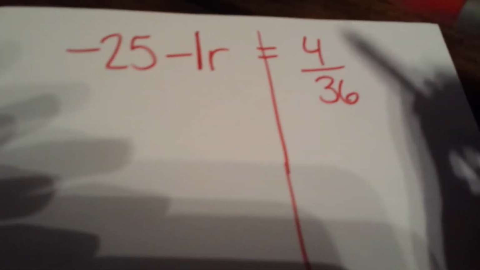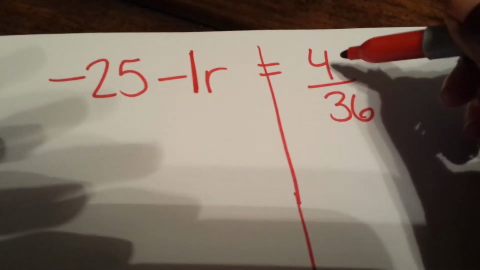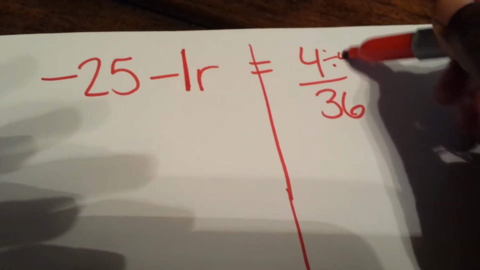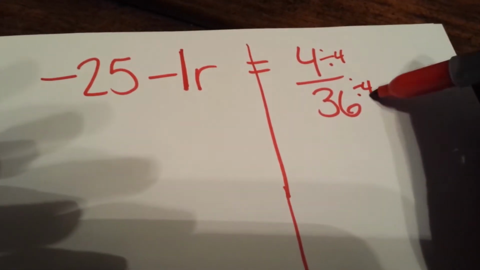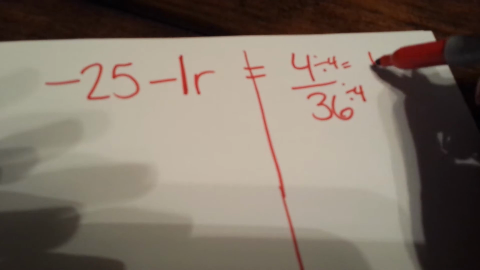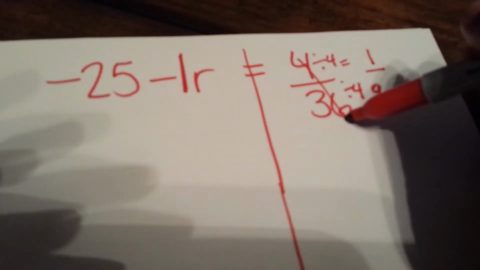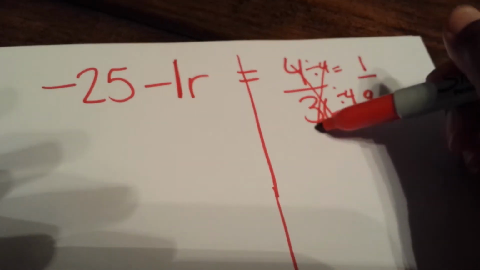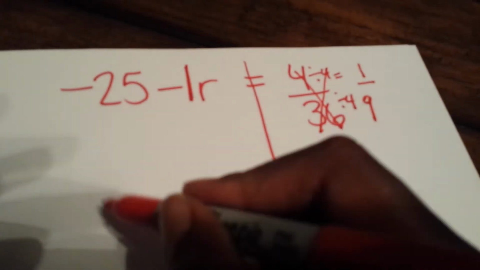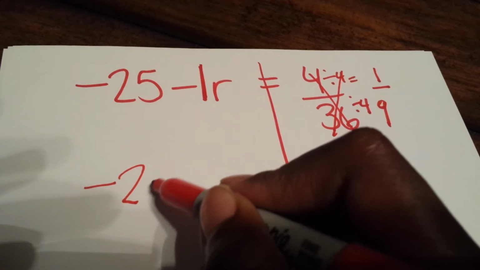Over here, I see a fraction that can be simplified. 4 can go into both of these numbers without a remainder. It can go into the numerator 1 time. It can go into the denominator 9 times. So I'll change my fraction to 1/9. Now I'll bring everything down.